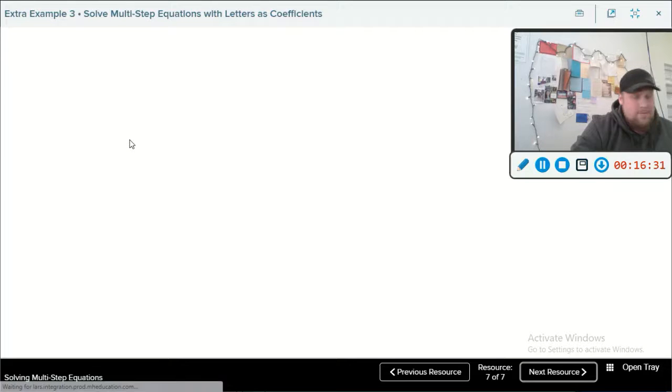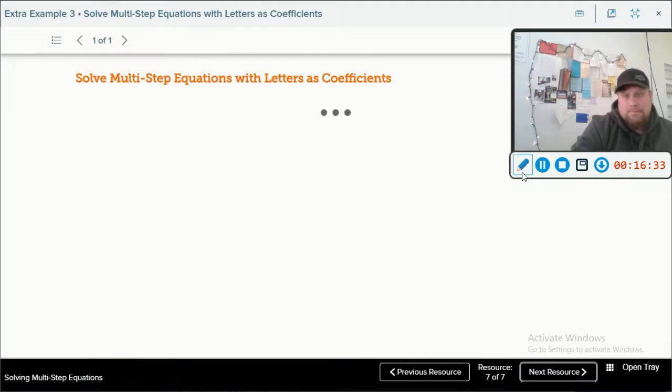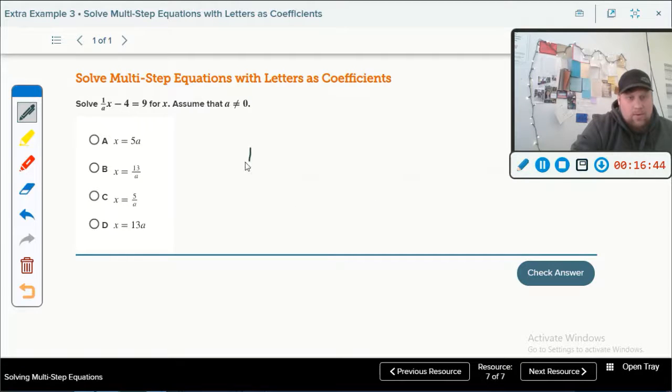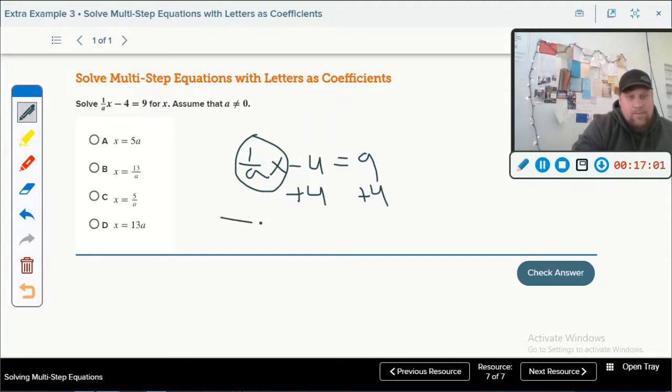Right here, let's look at this one. Awesome. So I've got 1 over A, x minus 4 equals 9. What do I do? Same thing. I want to get this by itself first. So I'm going to add 4. What I do to one side, I do to the other. 1 over A x, excuse me, is equal to 13.